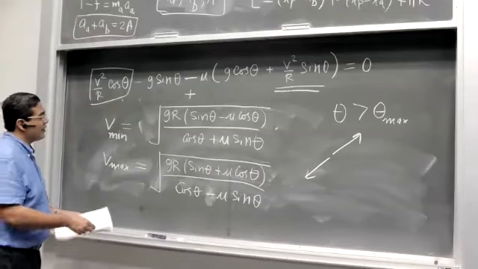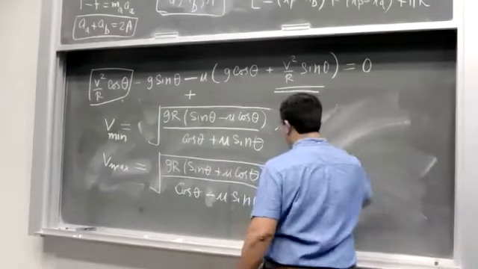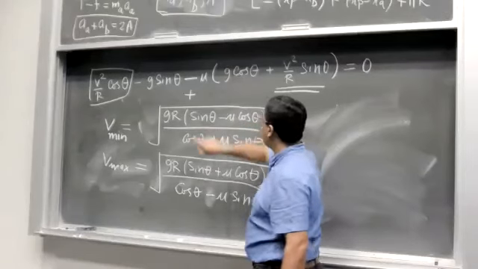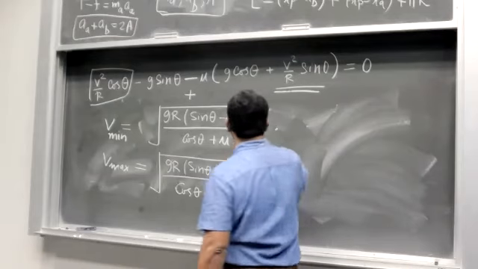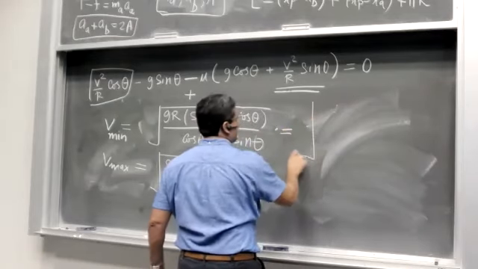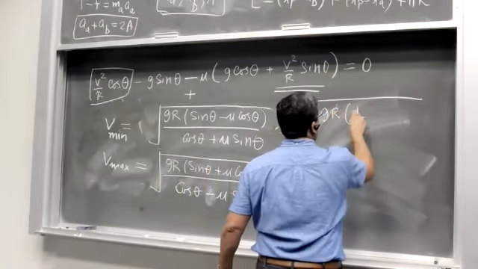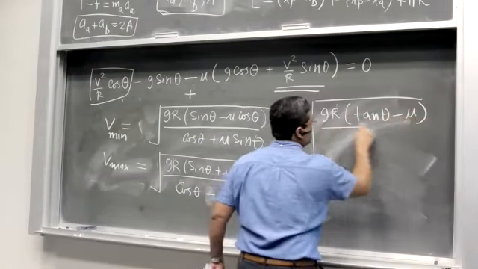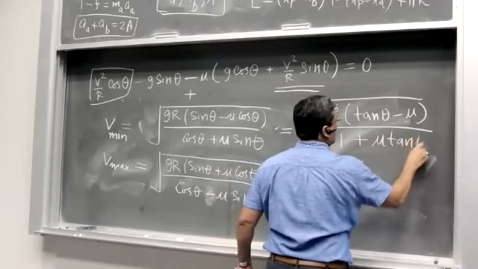Actually, you can recast these equations in a nicer way, and then it makes much more sense. For example, can you divide the upper side by cosine theta, and the denominator by cosine theta as well, and then the equation would look like this: √(gr (tangent theta minus μ) over (1 plus μ tangent theta)).